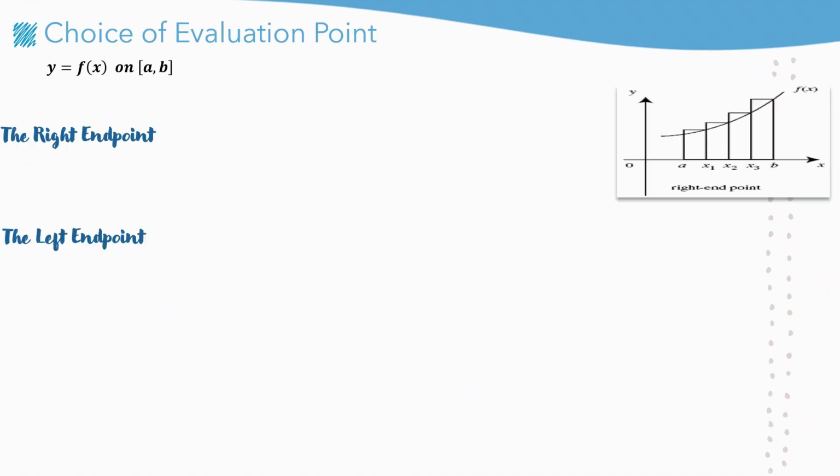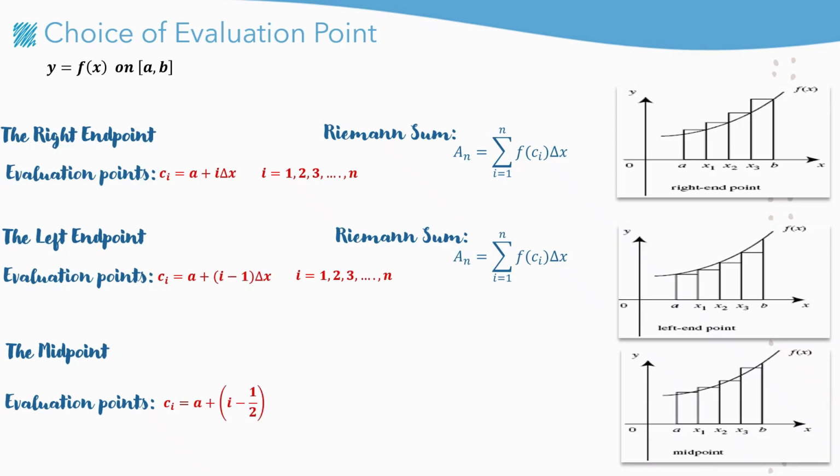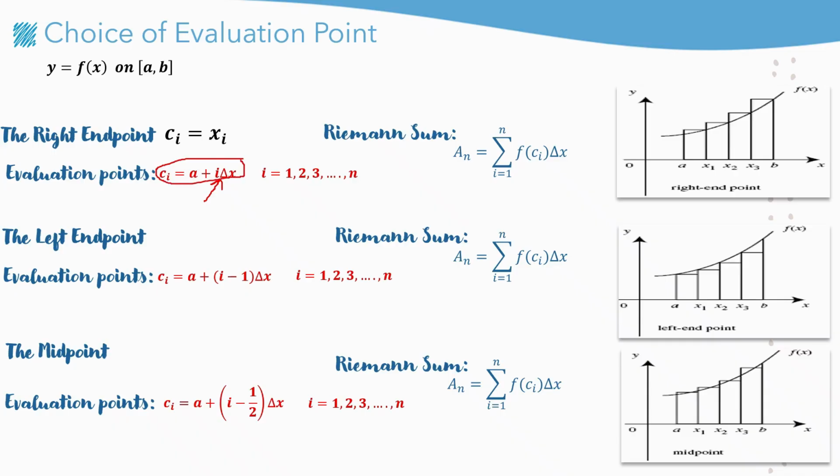If you notice your evaluation points and how you will apply the Riemann sum, for the right endpoint, ci is equal to a plus i delta x. How can you recall? If you look at your i, already we know you'll be concentrating on xi, isn't it? So your evaluation point for the right endpoint is a plus i delta x. Whereas for the left endpoint, i minus 1. And you remember your ci is xi minus 1. So your evaluation point is ci equal to a plus i minus 1 delta x.